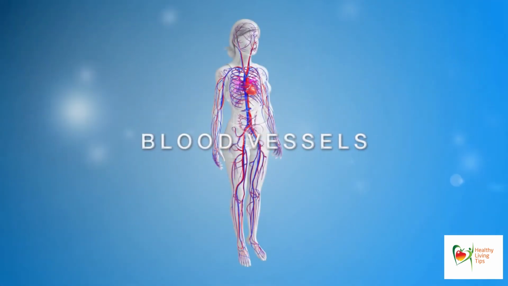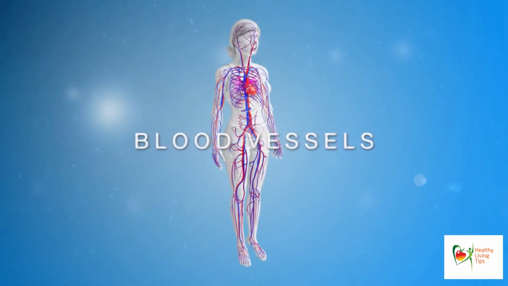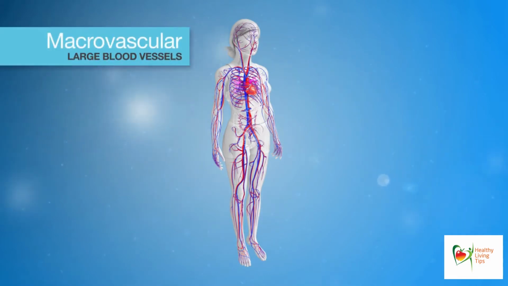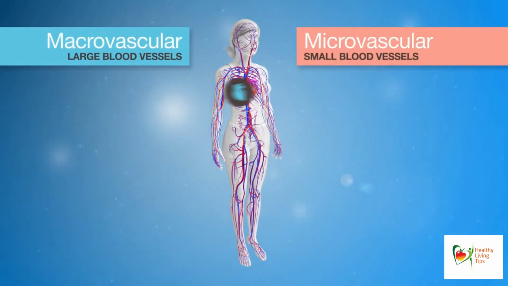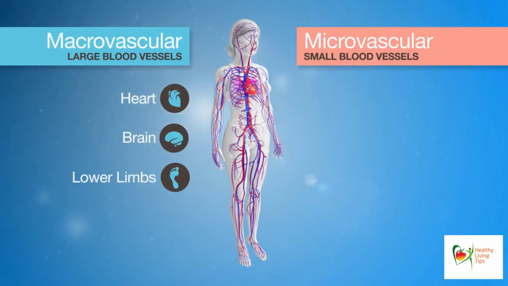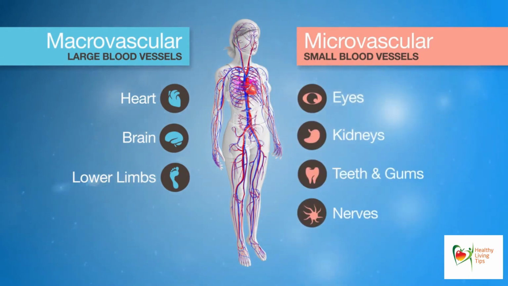In our body, we have large blood vessels and small blood vessels that transport blood around the body. Damage to the large blood vessels that lead to the heart, brain and lower limbs can cause diabetes complications, including heart attack, stroke, or affect blood flow to the extremities, in particular the legs. Damage to the small blood vessels can affect the eyes, kidneys, teeth, gums and nerves. Nerve damage can start to affect the digestive system, sexual organs and the feet. Let's have a look at how this blood vessel damage may occur.